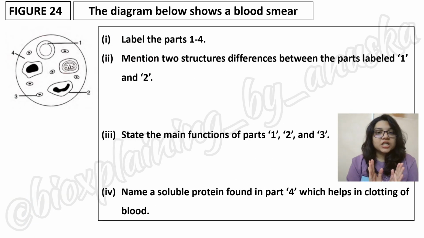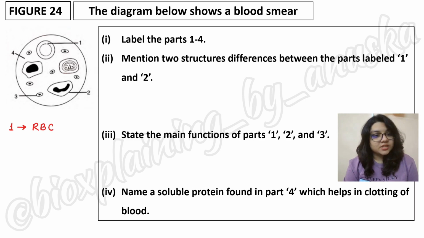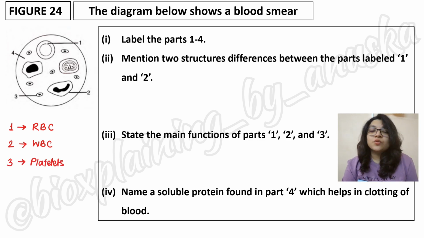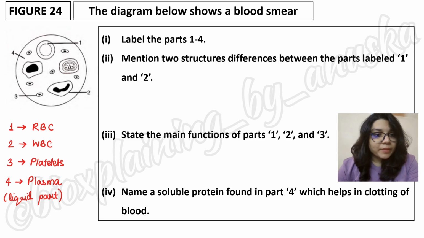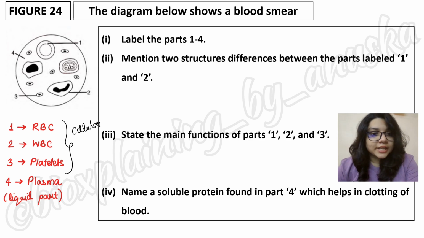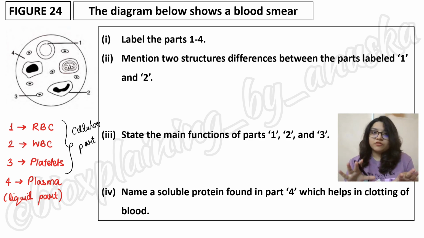Okay, next, figure 24. The diagram shows a blood smear, right? Label the parts 1 to 4. 1 refers to the RBCs, right? So you can call the RBCs to be erythrocytes. 2 refers to your WBC. WBC also known as leukocytes. Part number 3, the platelets, also known as the thrombocytes. And what's 4 showing? That is the matrix. So that is your plasma, the liquid part of blood. Okay, so part number 1, 2, 3, all these 3 are your cellular component, the cellular part, and part 4 is the liquid part of blood.